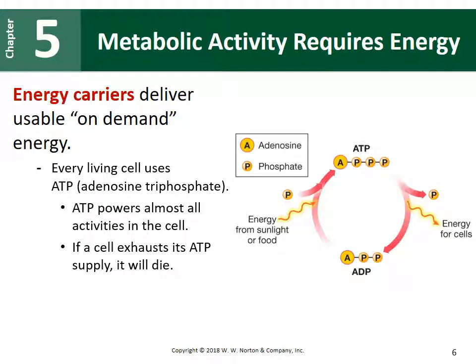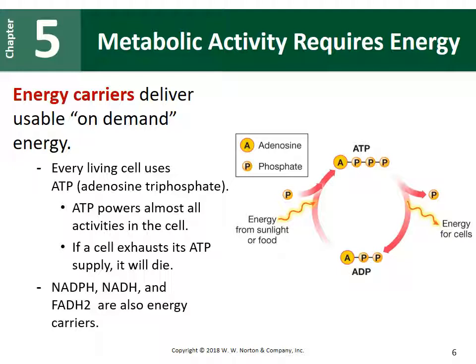And ATP powers pretty much everything that the cell needs to do, including responding to the environment, maintaining homeostasis, reproducing, growing. So all those living characteristics, cells need energy to fulfill or to do those characteristics. So if a cell runs out of ATP, that cell will die because it no longer will be able to do anything. In addition to ATP, there's a couple of other energy carriers that we're going to see.